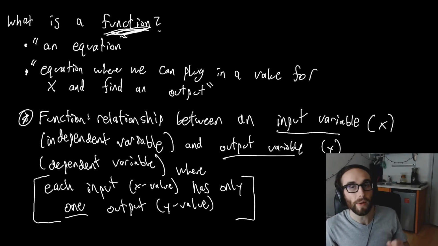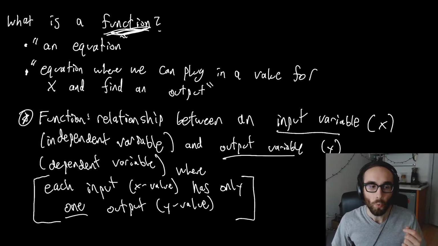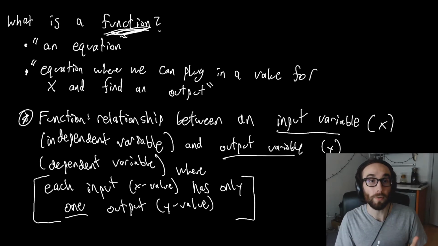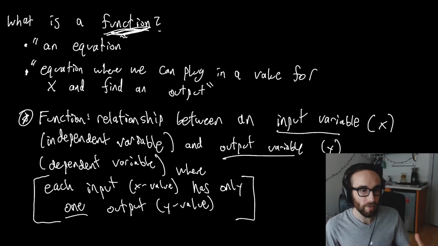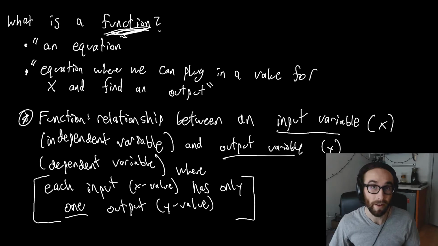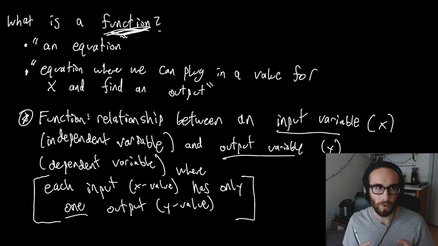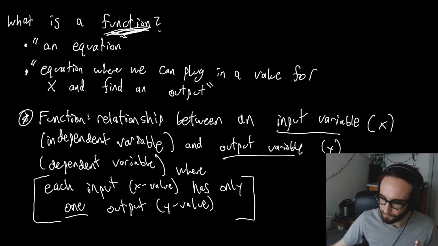For functions, whenever we input a value for x, we can only get one output in order for it to qualify as a function. If we plug in a value for x and we get more than one output, then what we have is not a function, unfortunately. So what I want to do is take a look at an example using a soda machine.